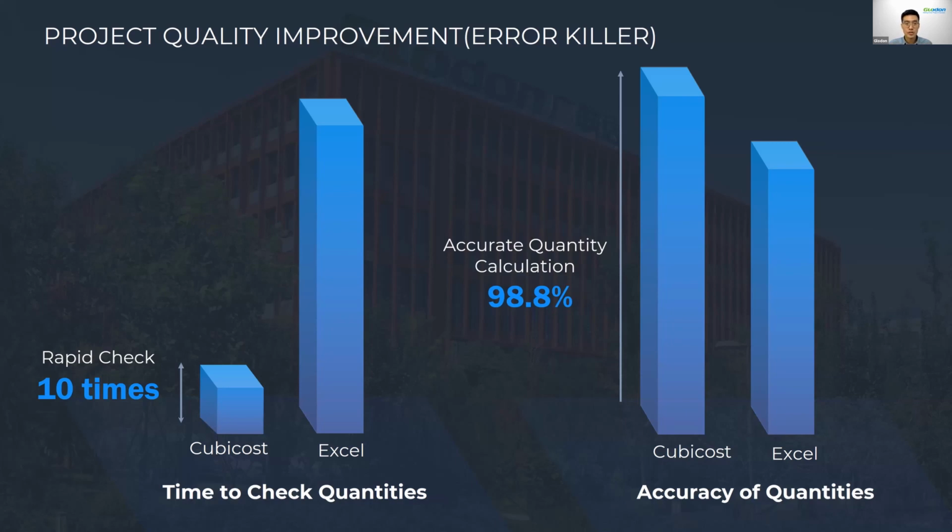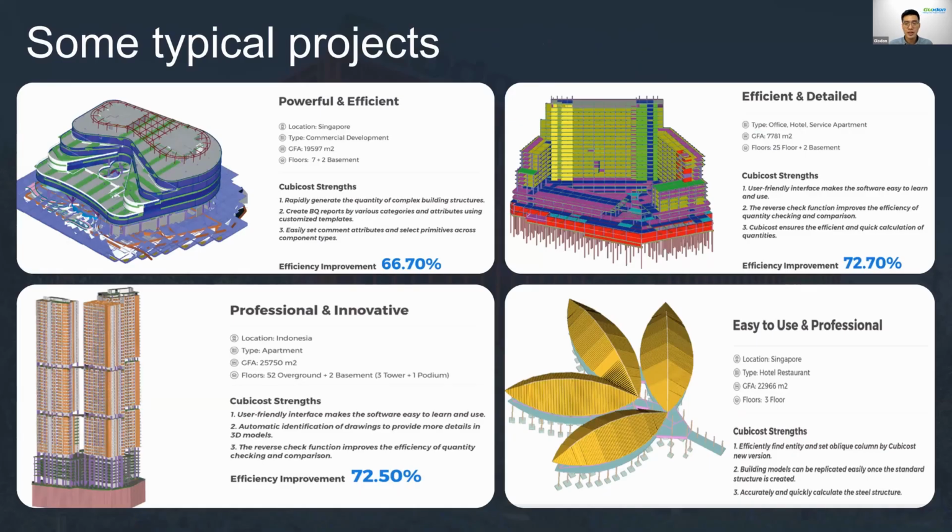And here are some project cases. No matter how complicated the project is, we can do it. And the efficiency improvement can be very high. As you can see here, this is not just for quantity takeoff improvement, it's for the overall efficiency. Starting from the quantity takeoff, afterwards the checking, the BOQ preparation, everything together, the efficiency improvement can reach around 60 to over 70%.